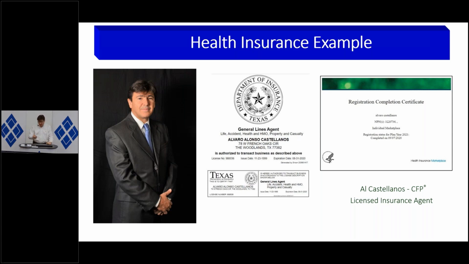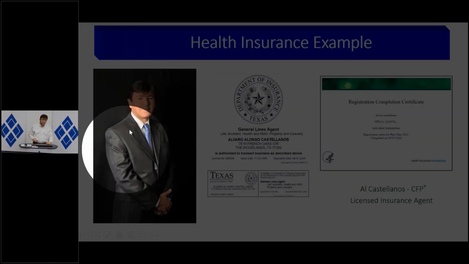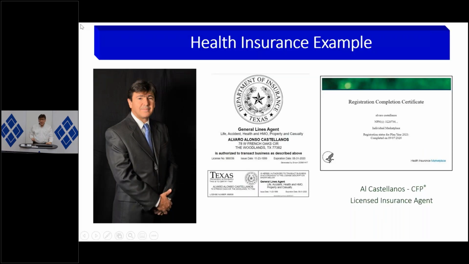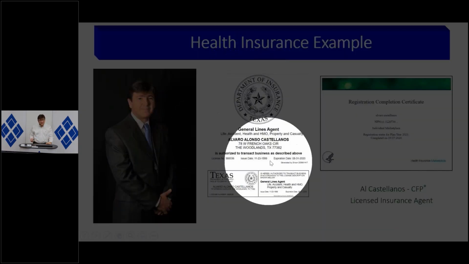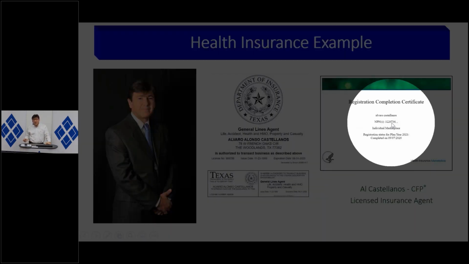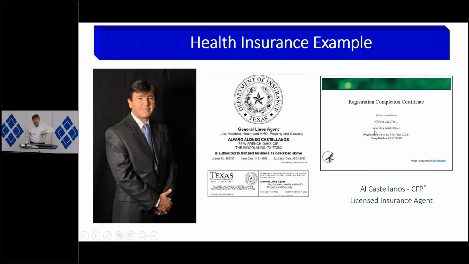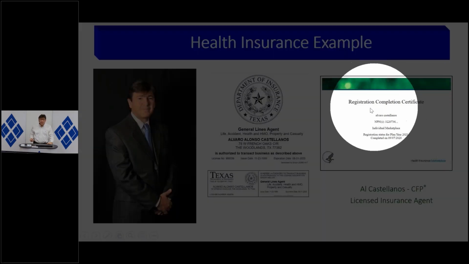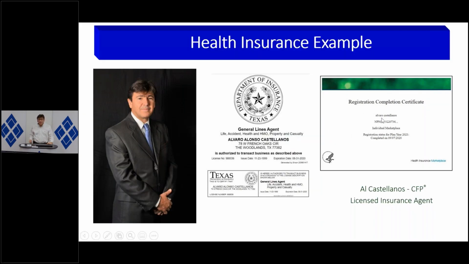The template is more or less the same in the sense that you have on the one side a professional image of yourself, and then you have your license or licenses. If you have different licenses, you could include them here. And then you add some type of document that will build on your credibility. In this case, I would include my marketplace registration completion certificate so that it shows people immediately that I am licensed and certified to talk to them about this specific topic.